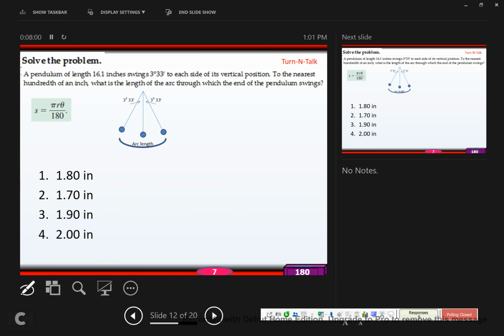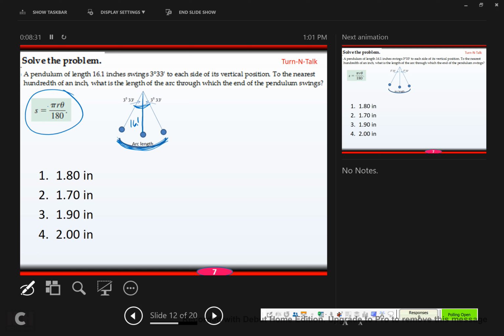Next, it says the pendulum is of length 16.1 inches. So this length here is 16.1. It says it swings 3 degrees 33 minutes to each side of its vertical position. To the nearest hundredth of an inch, what is the length of the arc? So they're asking me to figure out how far it swings. That's arc length, and my formula for arc length when I'm given degrees is right here.